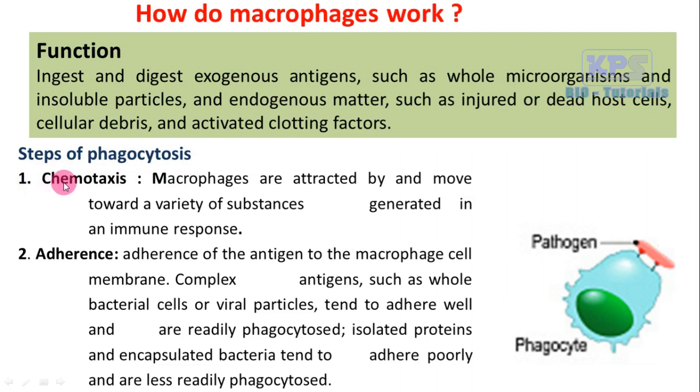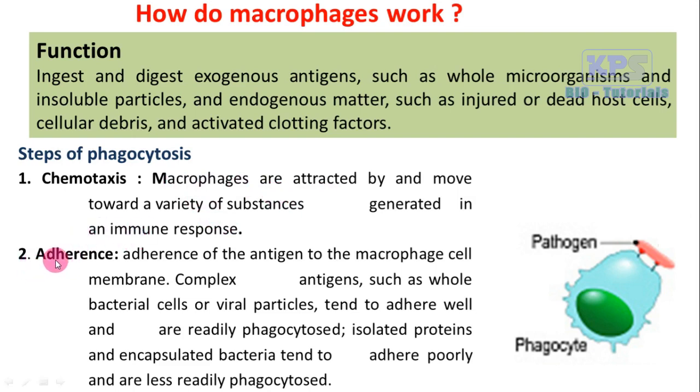The first step in phagocytosis is chemotaxis. As the name indicates, that means attracting substances or cells with the help of certain chemicals. Macrophages are attracted by and move towards a variety of substances generated in an immune response. As a result of molecules generated in the immune response, macrophages will be attracted towards such cells.